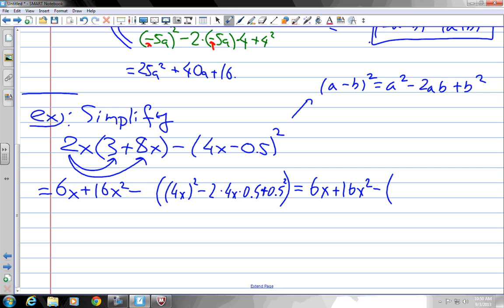So 4x squared is 16x squared. Now in the middle we have 2 times 4 times 1/2. Right? 2 times 4 times 0.5. What's that? 4. So minus 4x. And 0.5 squared is 0.25. Right?